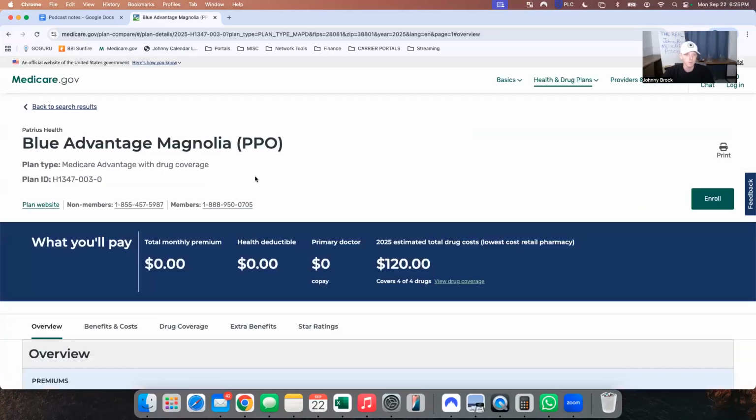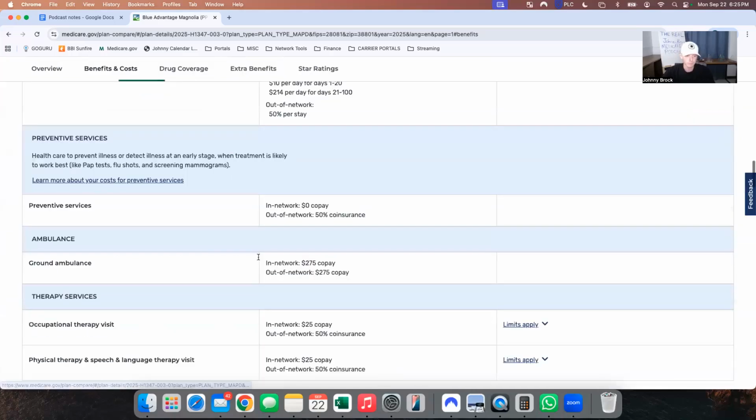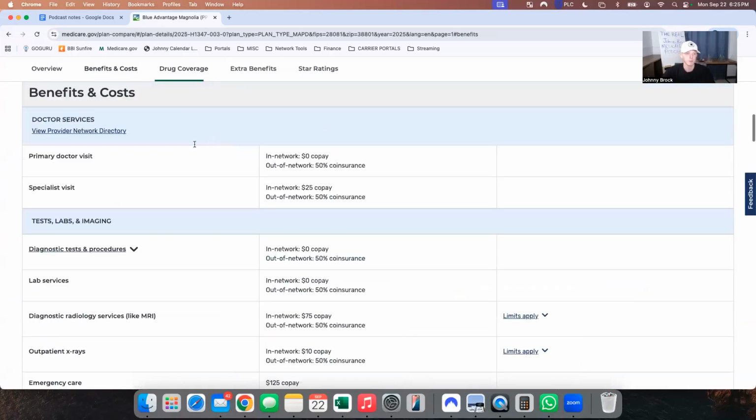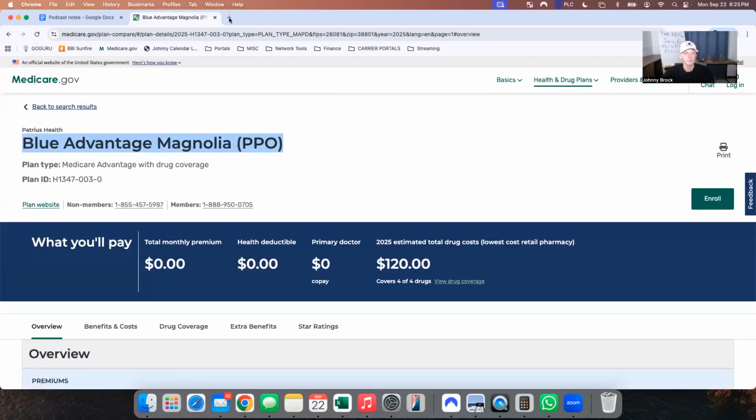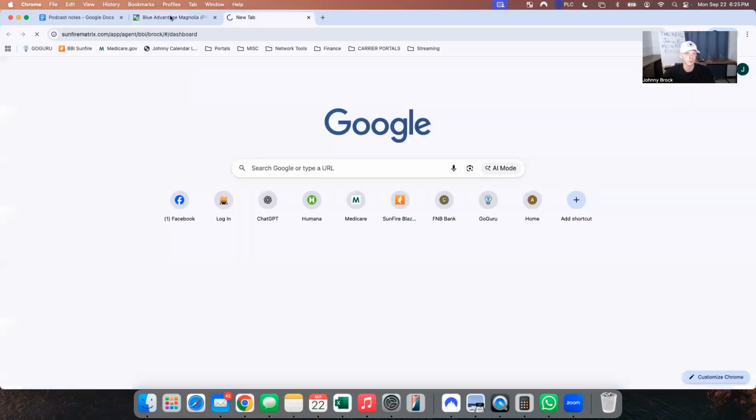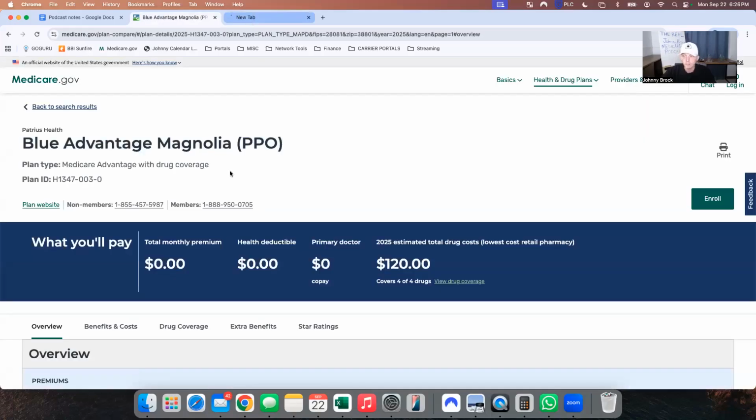So the plans have formularies, right? How do we look at the plans for the formulary? I'll show you one way. Let's see if it's on here.